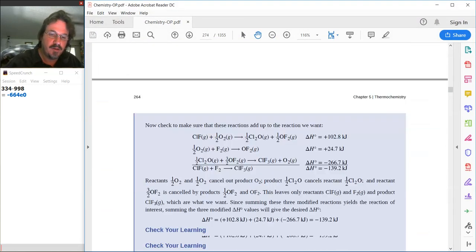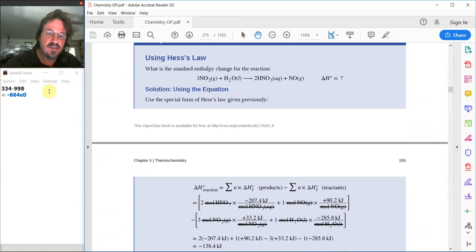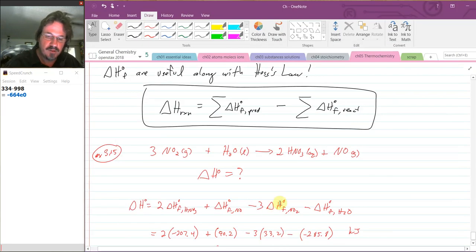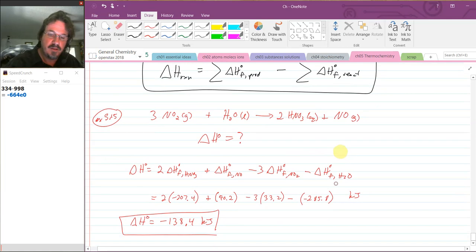So let me scroll ahead here. It says, what is the standard enthalpy change for this reaction? So we're doing it under standard conditions, so we can use the delta H's that we look up in tables for these guys right here. NO2, H2O, HNO3, and NO. All right. So I go back to my notes here. I say, hey, I can use this Hess's law to calculate this.